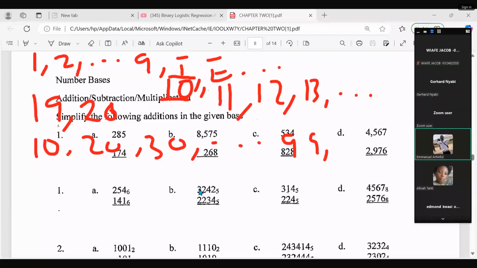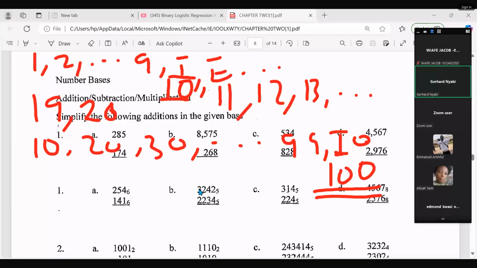So the next is 100. 10 goes into 100 how many times? 10 times. 10 remainder 0, right? And this 10 goes into 10, how many? 1 remainder 0, and this 0 repeated. So we write this 100. Is that correct? That's correct, right? All right. This is because we are counting in decimal base 10.